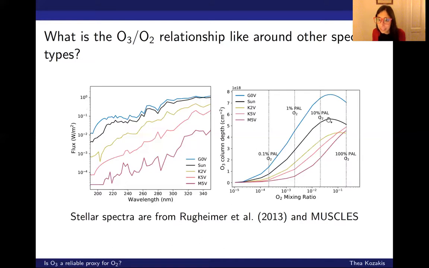So here we have basically the plot from the last slide with O2 versus total ozone. I've just added on the results for the other stars here. And just looking at it quickly, you can see that yes, the ones with more incoming UV do have more ozone, but looking at the relationship between ozone and O2, you can see it's different for the different stars. You can see for a couple, you see this bump here again, where there's more ozone when there's less O2, but not for all of them.